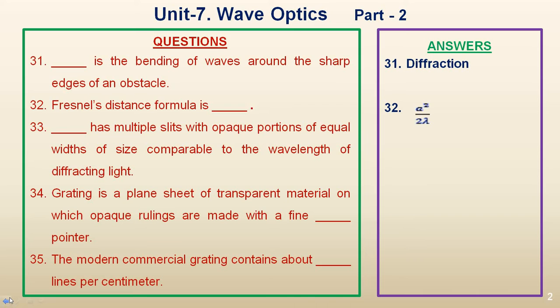Question number 33. Dash has multiple slits with opaque portions of equal widths of size comparable to the wavelength of the diffracting light. Grating. Question number 34. Grating is a plain sheet of transparent material on which opaque rulings are made with a fine diamond pointer. Question number 35. The modern commercial grating contains about 6000 lines per centimeter.